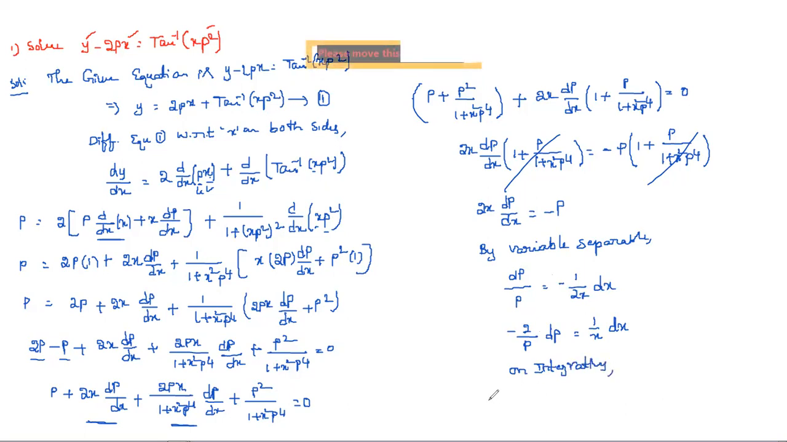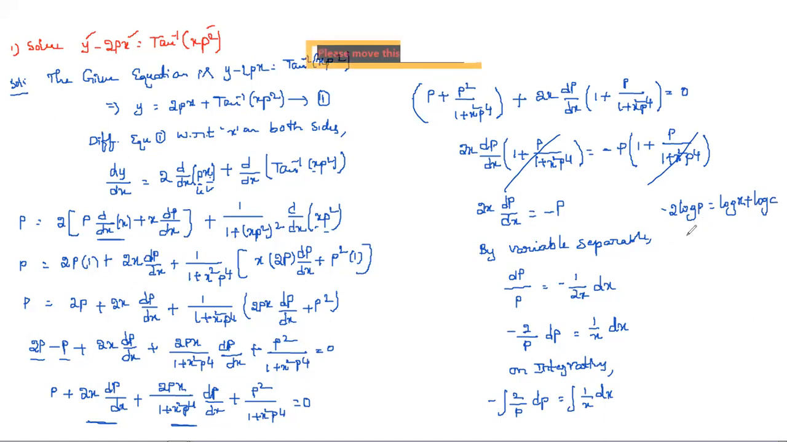So integral minus 2 by p dp is equal to integral 1 by x dx. Here minus 2 is a constant, so I wrote it outside. Integral 1 by p is simply log p, equal to log x plus a constant. Here I am choosing log c as the constant. Why? Because all the terms have log, so we are choosing log c.